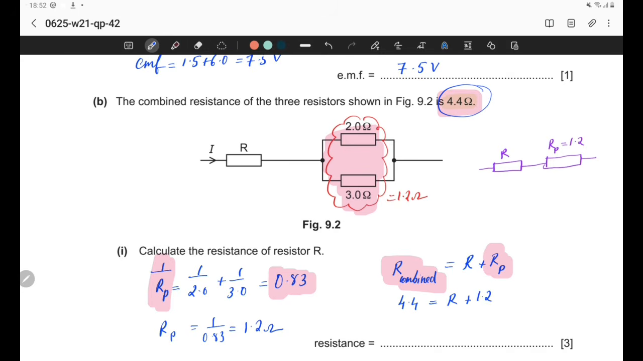So in order to calculate R, we can make R the subject. So we will get 4.4 minus 1.2. Therefore, the answer is 3.2 ohm. So 3.2 ohm is the correct answer.